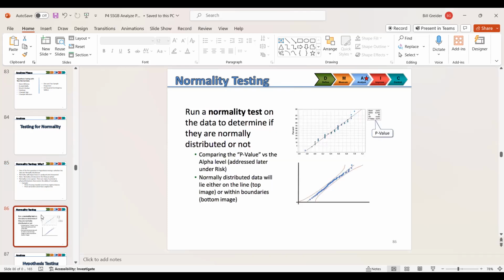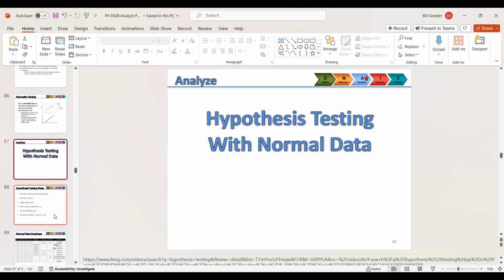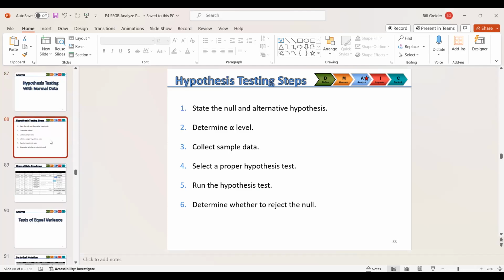And normality test, I showed you the formula, but basically we're comparing the p-value versus the alpha level, and we're comparing our data to a perfect bell-shaped curve. And that's what we did with the little exercise. And let's go through some hypothesis testing with normal data. Here's the steps. I don't think I need to go through them. We've already gone through them 3 times today, right?